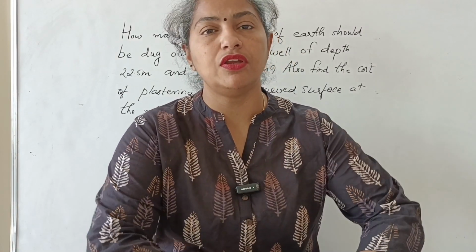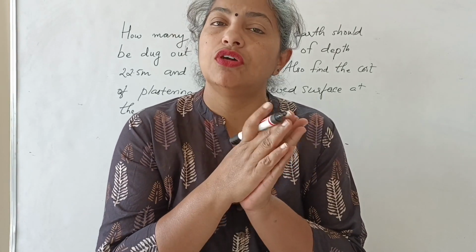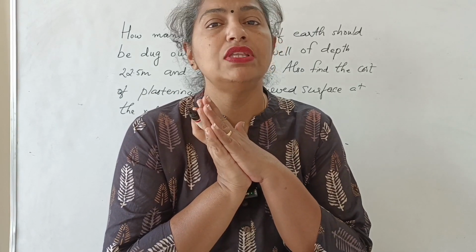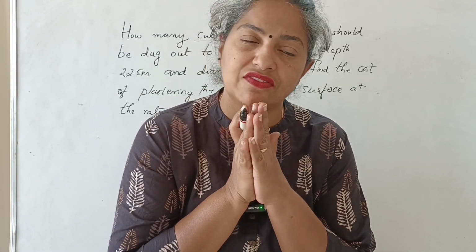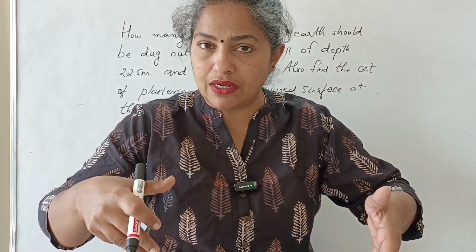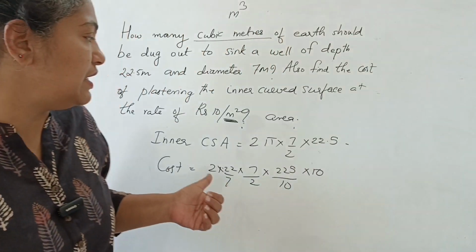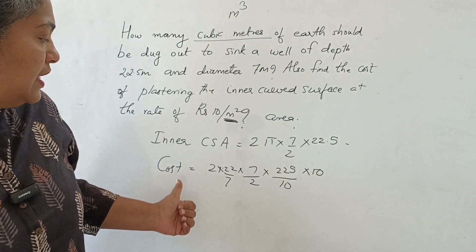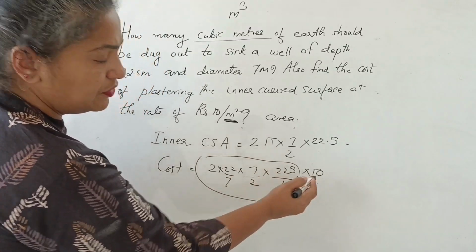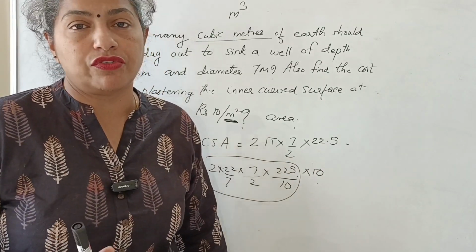So when it is plastering or when it is painting or cementing, we always deal with the area. So now the curved surface area of this particular cylinder is given by 2 pi RH. Though they mention inner curved surface area, there is no question of outer curved surface because it is a well, it is in the soil. Okay, so the formula is 2 pi RH. So I have done the calculation over here and the cost is inner curved surface area into 10. Find out the final value of the cost.